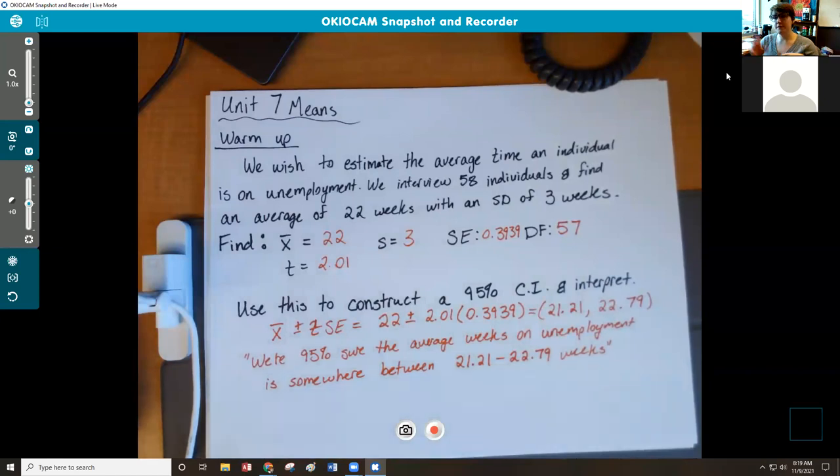So we only looked at 58 individuals. And what we're doing is that we're trying to make an inference or a prediction about what the average amount of time on unemployment is for the entire population. And what we get is that we think it's probably somewhere between 21 to 22.7 weeks.